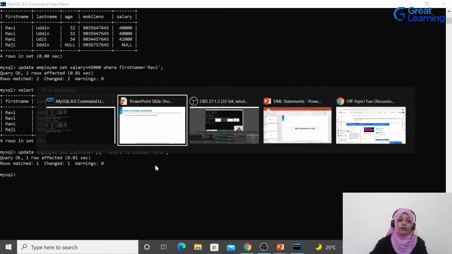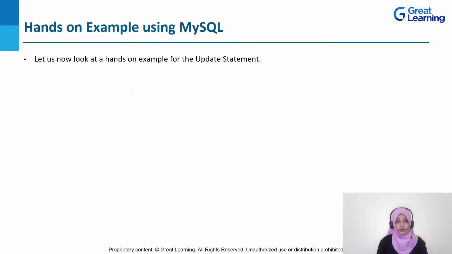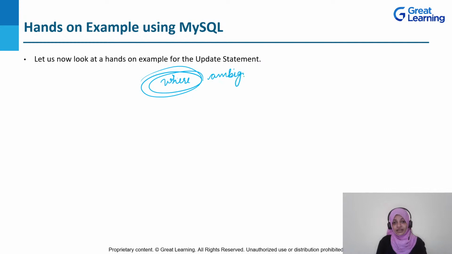One thing that I would recommend is be very careful of this particular where clause. Whenever you're writing down the where clause, be very sure that there is no ambiguity. Can anyone tell me what ambiguity is? I hope you all know what ambiguity is. Yes?